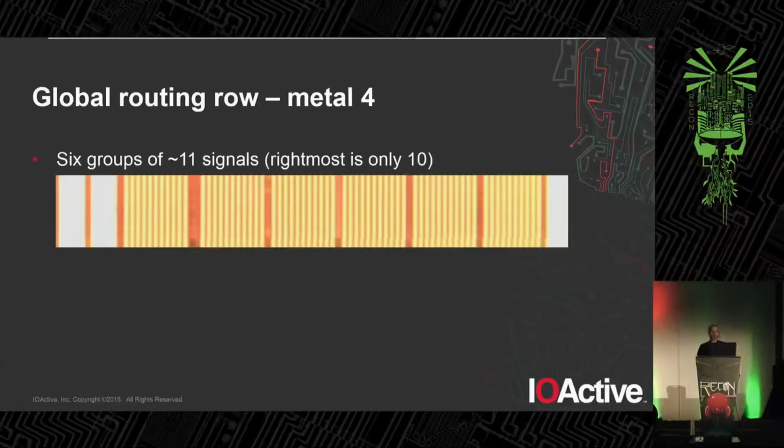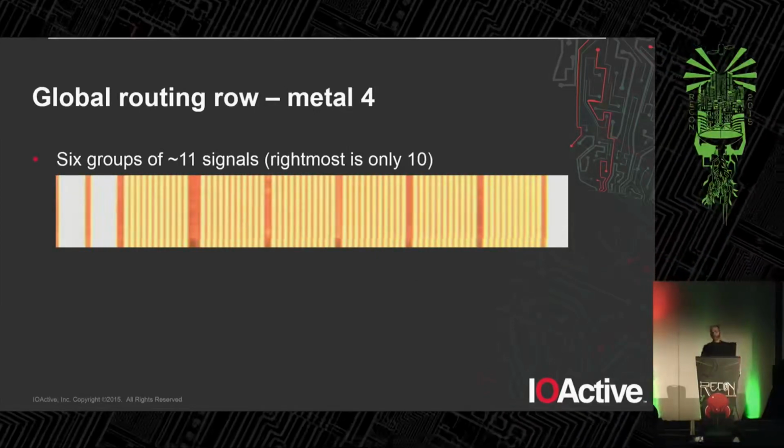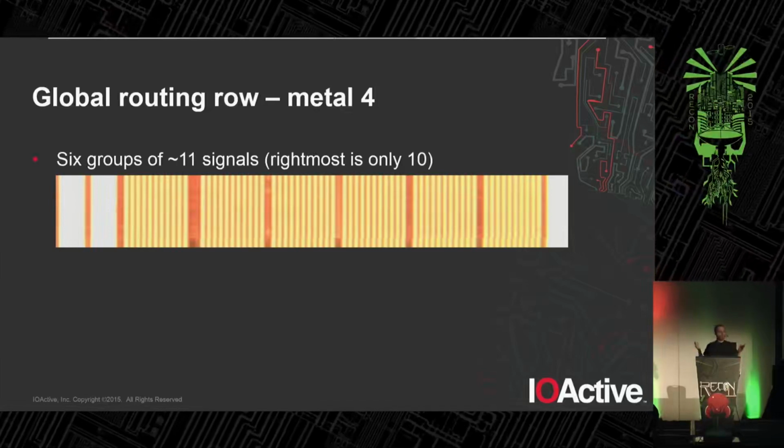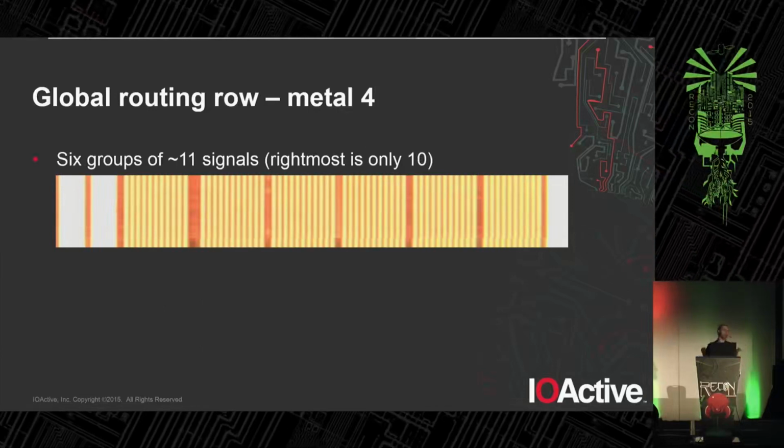If we jump up to metal 4, we see that there are 6 small buses of 11 signals each. The rightmost is 10. All right? 5 times 11 plus 10, what's that, anybody? 65. There are 65 signals going into global routing. I think we found them.